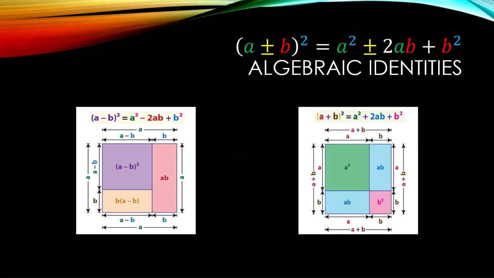If we are squaring a binomial expression, that is, we are multiplying it by itself, we can use the algebraic identity, a minus b all squared equals a squared minus 2ab plus b squared. Similarly, we can use the algebraic identity, a plus b all squared equals a squared plus 2ab plus b squared.